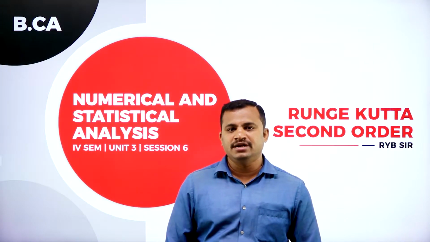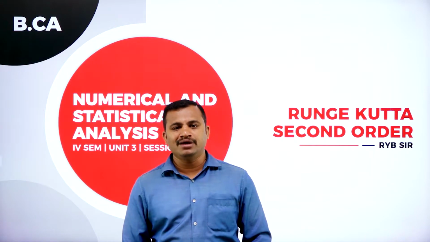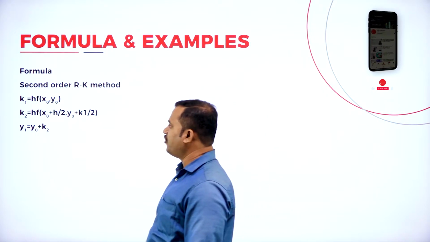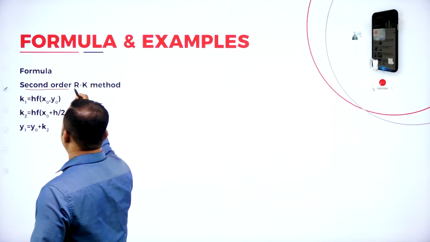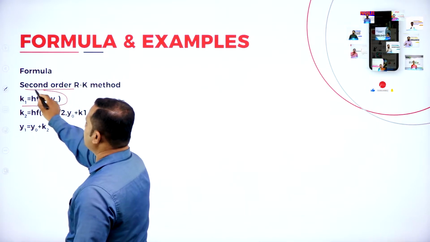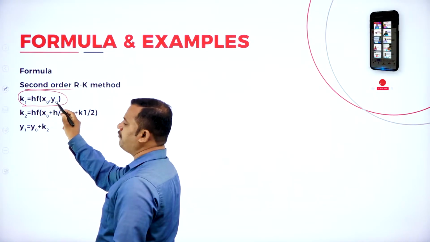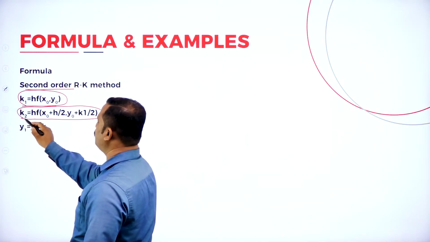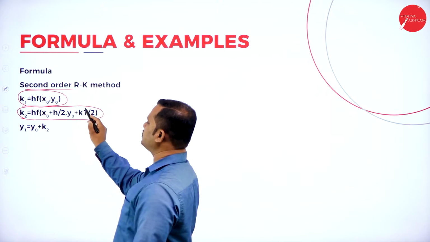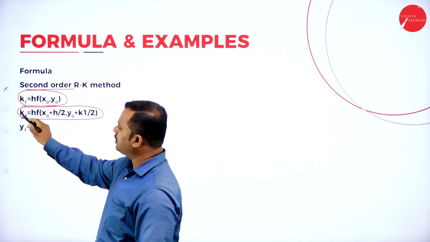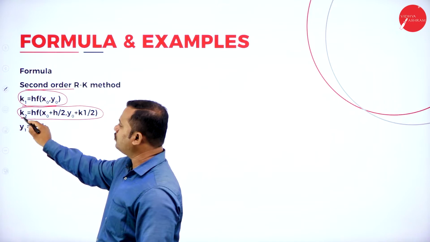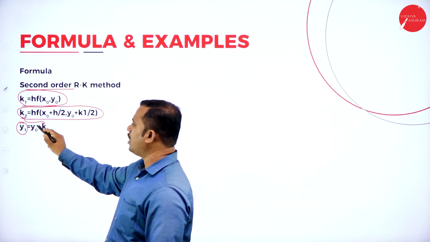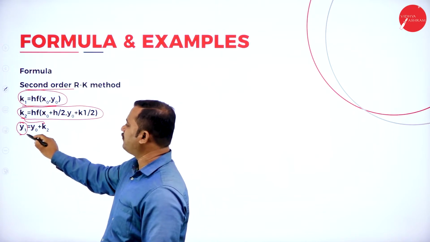In today's class, let me teach you about the Runge Kutta second order method. In this case, we have a formula for the second order method. K1 is equal to h into f of x0 comma y0, and K2 is equal to h into f of x0 plus h by 2 comma y0 plus K1 by 2. Then finally K2 is obtained from K1. So K2 is assigned to this to obtain the value of y1. That is y1 equal to y0 plus K2. That gives me the value of y1.